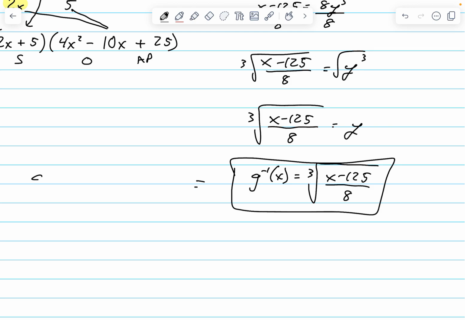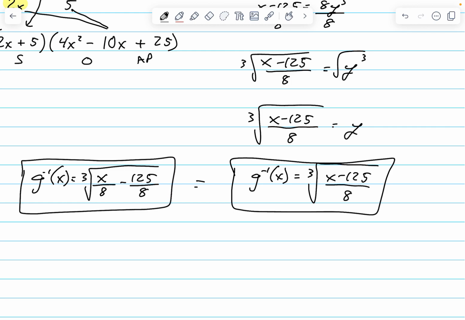As I said, you also could write it where the 8 is over each piece individually, but either way, you can't simplify in a radical. You have to leave it like this. You cannot pull out the 125 over 8 because of the minus sign. So these are my two answers. You could write it either way. Both are correct. It doesn't matter which one you write.